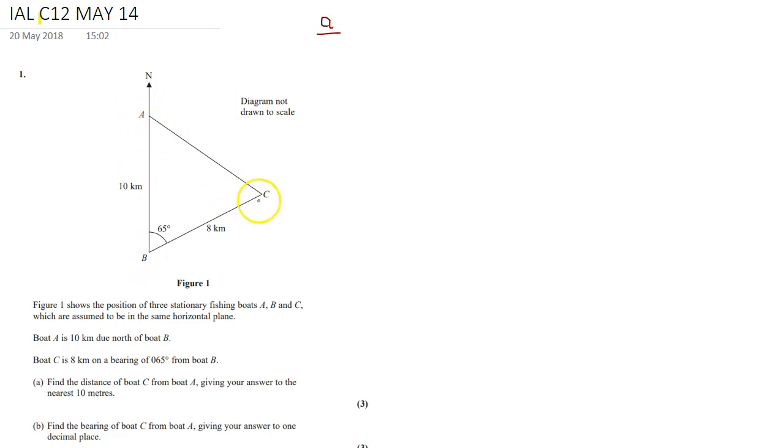Now in this question, this is a triangle. Two sides are given, an angle between them is also given. We have to find this side. So it's a simple application of the cosine formula, and that will be cos 65 is equal to 10 square plus 8 square minus AC square, divided by 2 multiply 10 multiply 8. So this will be 164 minus AC square divided by 160.